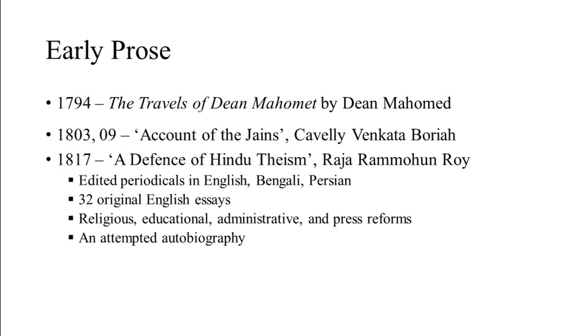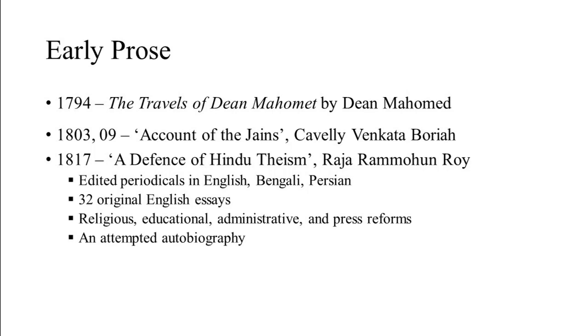Among early prose, we have looked at the Travels of Dean Mahomet by Dean Mahomet, which was published in 1794, which is kind of like an extended letter to an imaginary friend describing the experiences of Dean Mahomet as part of the British military.